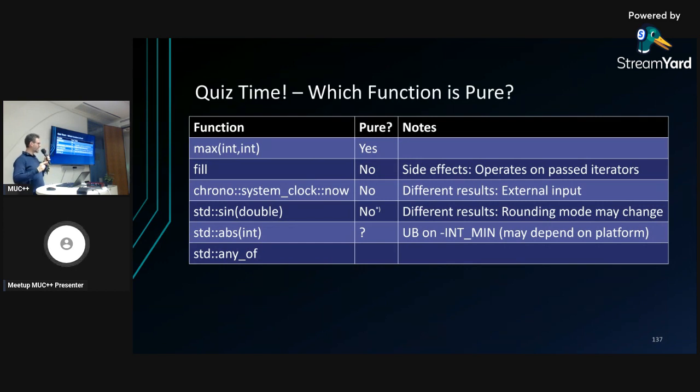Last one, std::any_of, that we can use to check if any item in a range fulfills a predicate. Who thinks this is pure? And who thinks this is not pure?